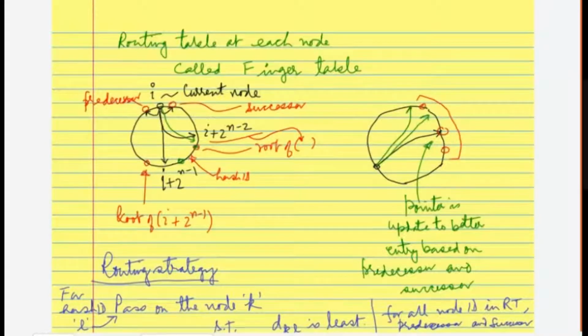But if my halfway entry is pointing here, so this is I, this is I plus 2 raised to the power n minus 1, and the finger table contains this node's entry. Whenever this node sends back the information about predecessor and successor, this node will figure out the better entry is this, so the pointer will be modified from here to here. So this entry will no more be valid. This is how you keep on optimizing the pointers in the finger table. The predecessor and successor actually do that job. We had discussed this earlier also.